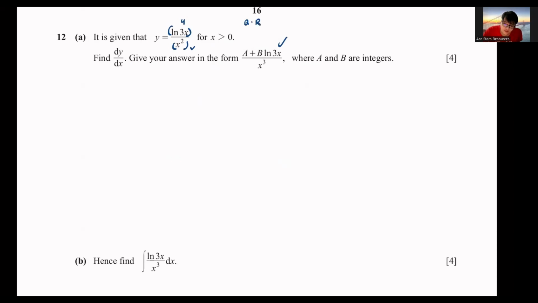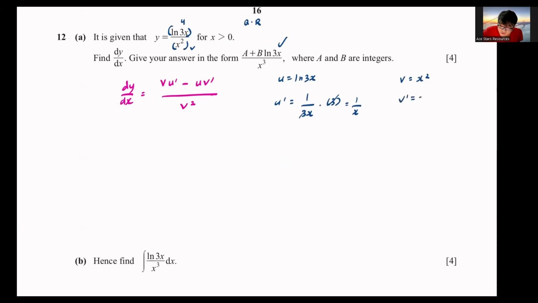Okay, so just explicitly stating, the formula for the quotient rule will be (v u prime minus u v prime) over v squared. In this case our u is ln 3x, then u prime will be 1 over 3x, with the chain rule multiplied by 3, so you're going to get 1 over x, right? v will be x squared, with v prime as 2x.